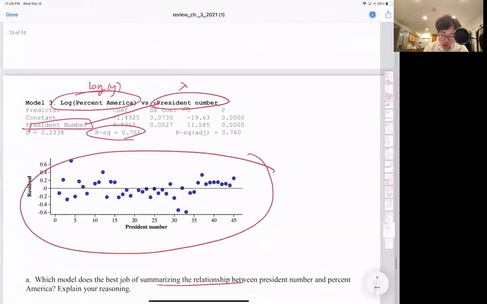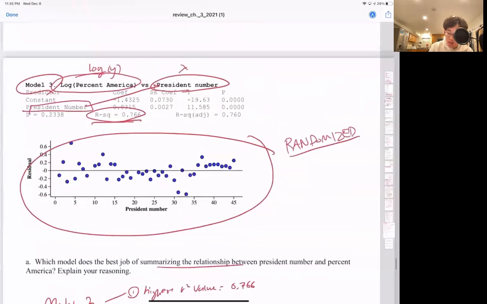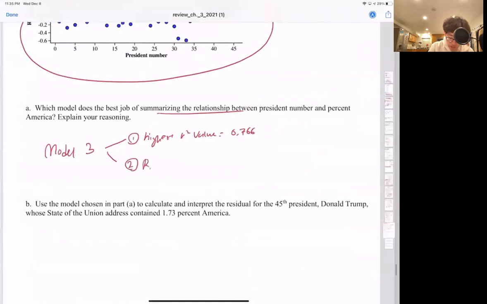This is clearly much more randomized. It's much more scattered. But not only that, just take a look at the R squared value. It's 0.766. So what we want to say is definitely model 3 because of those two reasons. Number one, highest R squared value of 0.766 for this one. And then the residual plot shows scatter, or much more scattered compared to the other two.